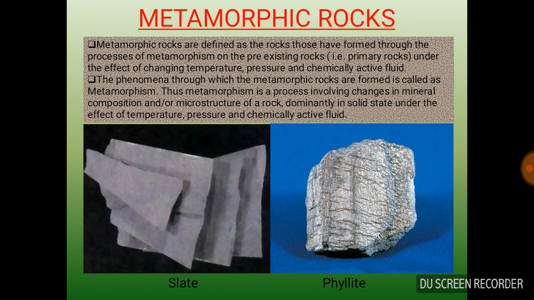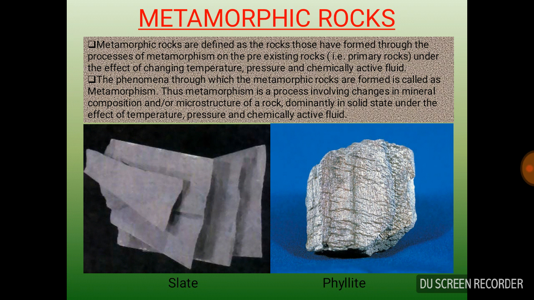Thus, metamorphism is a process involving changes in mineral composition, or we can say microstructure, of the rock, dominantly in solid state under the effect of temperature, pressure and chemically active fluid. That means the process of metamorphism usually takes place in the solid state. That is the difference. Now, as we have already discussed primary and secondary rocks, yes, metamorphic rocks are secondary rocks.